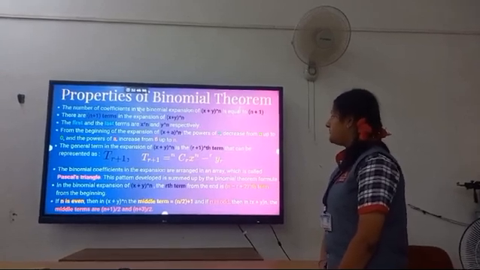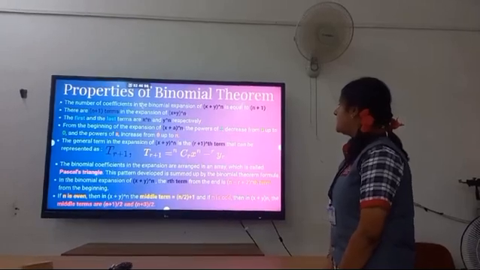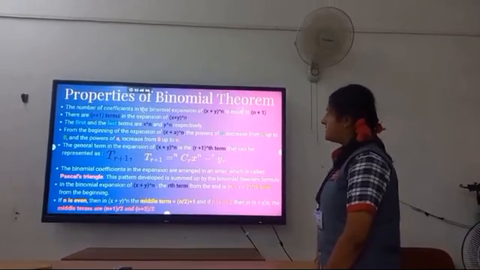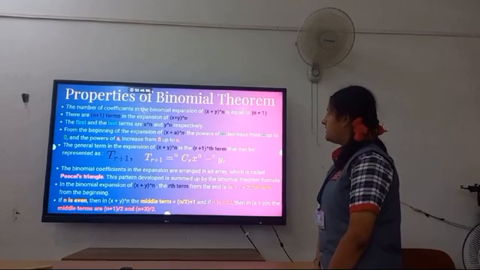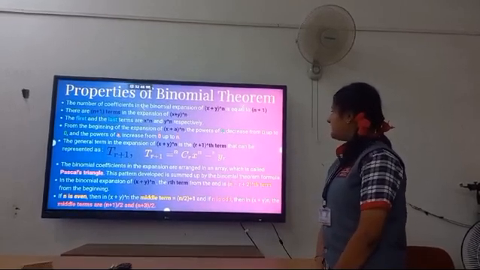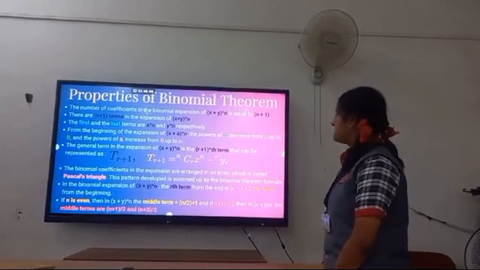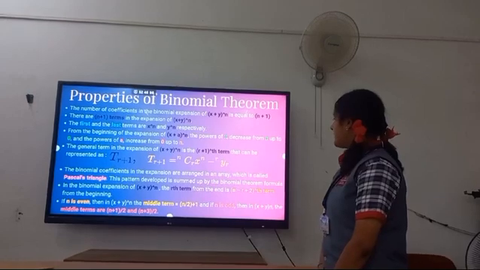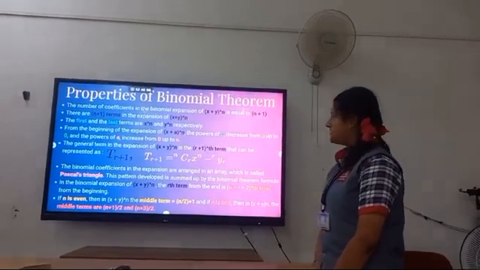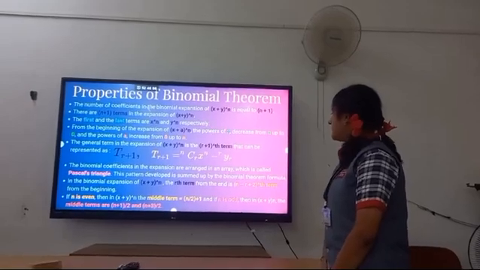The general term in the expansion of (x + y)^n is the (r + 1)th term that can be represented as T(r+1) = nCr x^(n-r) y^r. The binomial coefficients in the expansion are arranged in an array which is called Pascal's triangle. This pattern developed is summed up by the binomial theorem formula.